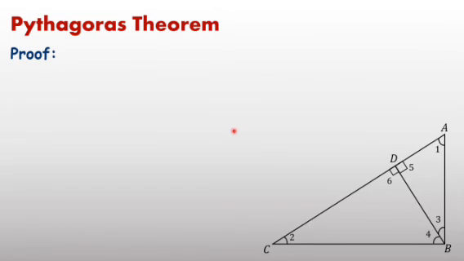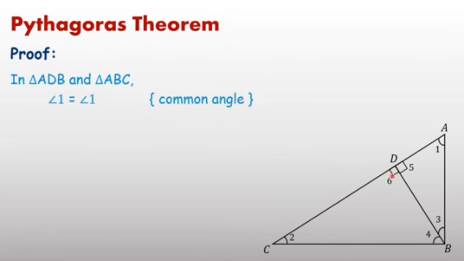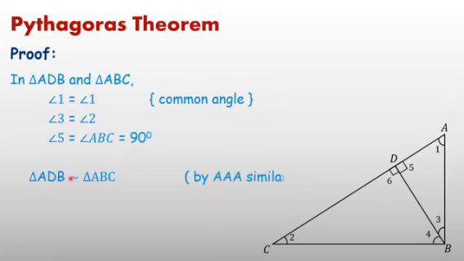Now proof of this theorem. In triangles ADB and ABC, angle 1 equals angle 1 (common), angle 3 equals angle 2, and angle 5 equals angle ABC equals 90 degrees. Means both triangles ADB and ABC are similar, which was already covered in the previous theorem. Therefore, corresponding sides are in the same ratio. Means AD upon AB equals AB upon AC.